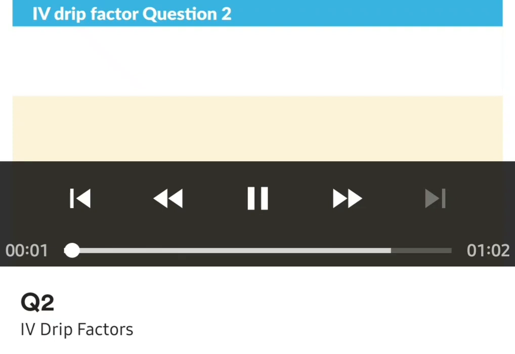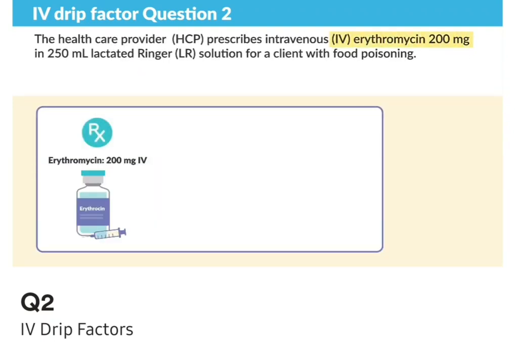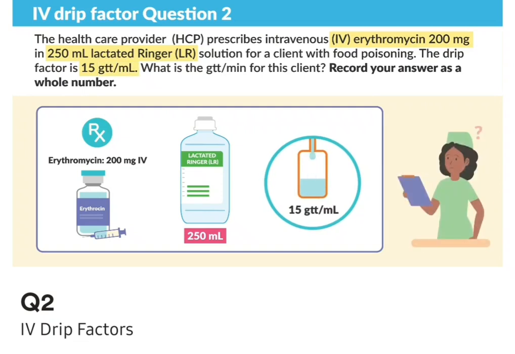Now, question number 2. The healthcare provider prescribes IV erythromycin, which is an antibiotic, 200 milligrams in 250 mLs of LR, that's lactated Ringer's. It doesn't really matter what they're giving it for. So, okay, for food poisoning. Now, the drip factor is 15. What is the drips per minute for this client?